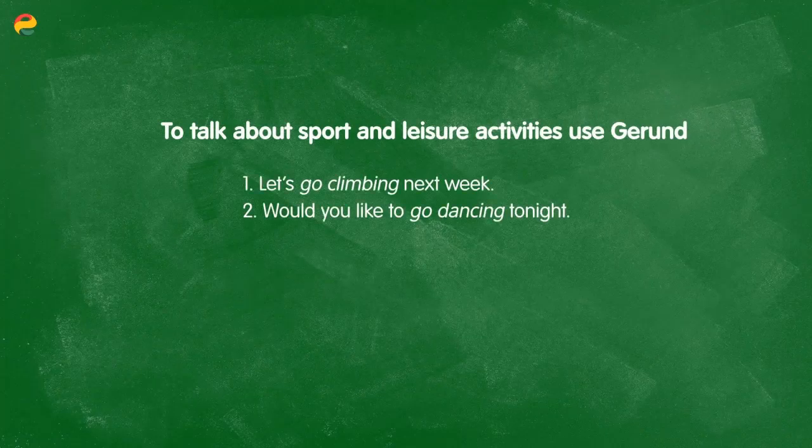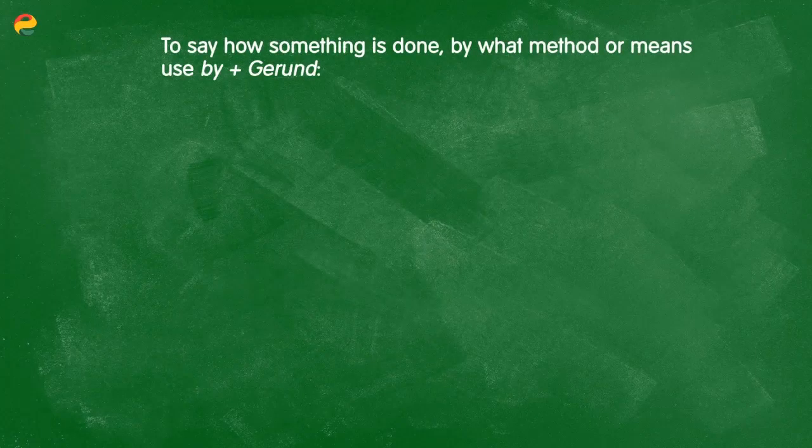Next, we use gerunds very often to talk about sport and leisure activities as well. For example, let's go climbing next week. Or another example, would you like to go dancing tonight? We can also use by with a gerund to show how something is done, by what method or by what means it is done. So let's look at some examples.